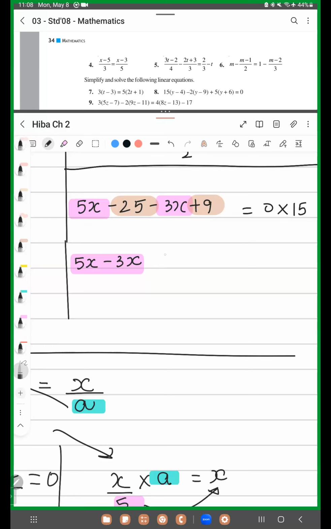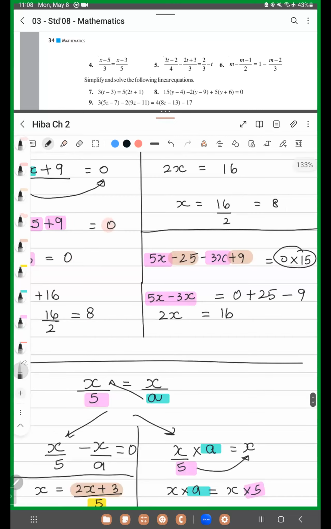Okay, now what do you want to do? Now you want to send this 25 to the other side. Yes, is that what you want to do? So equals 0, this is 0. Plus 25, minus 9. Then 2x equals 8. Sorry, 25 minus 9 is 16. So 16. It's the same thing, Hiba, we are getting the same thing.